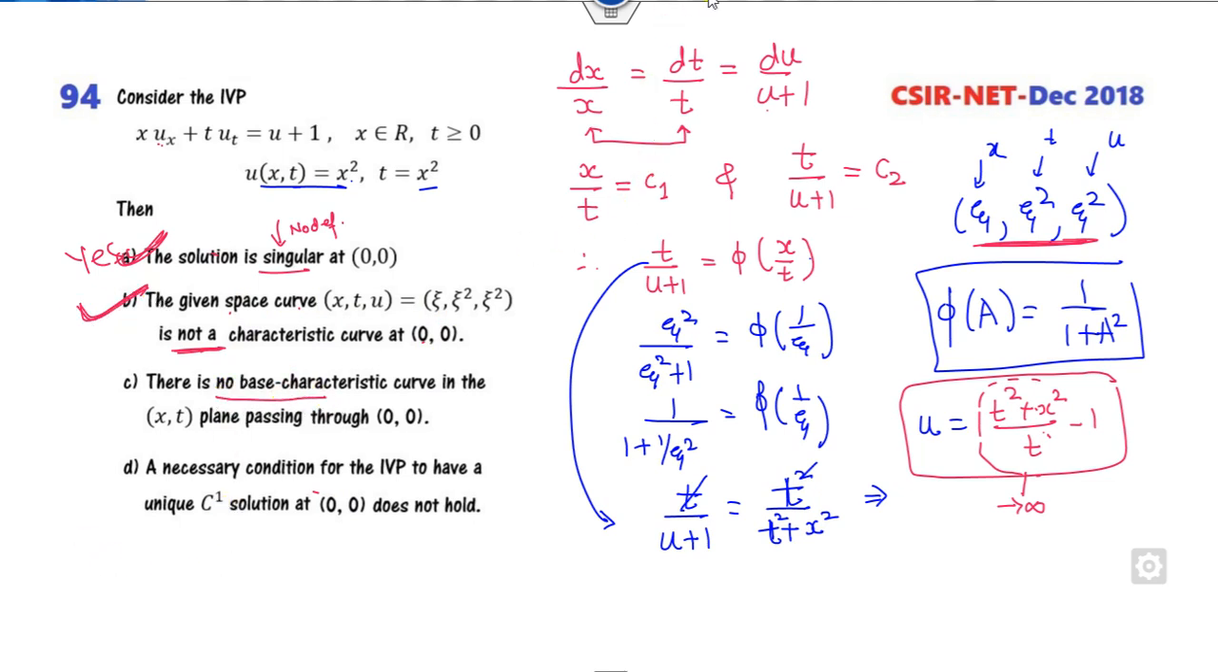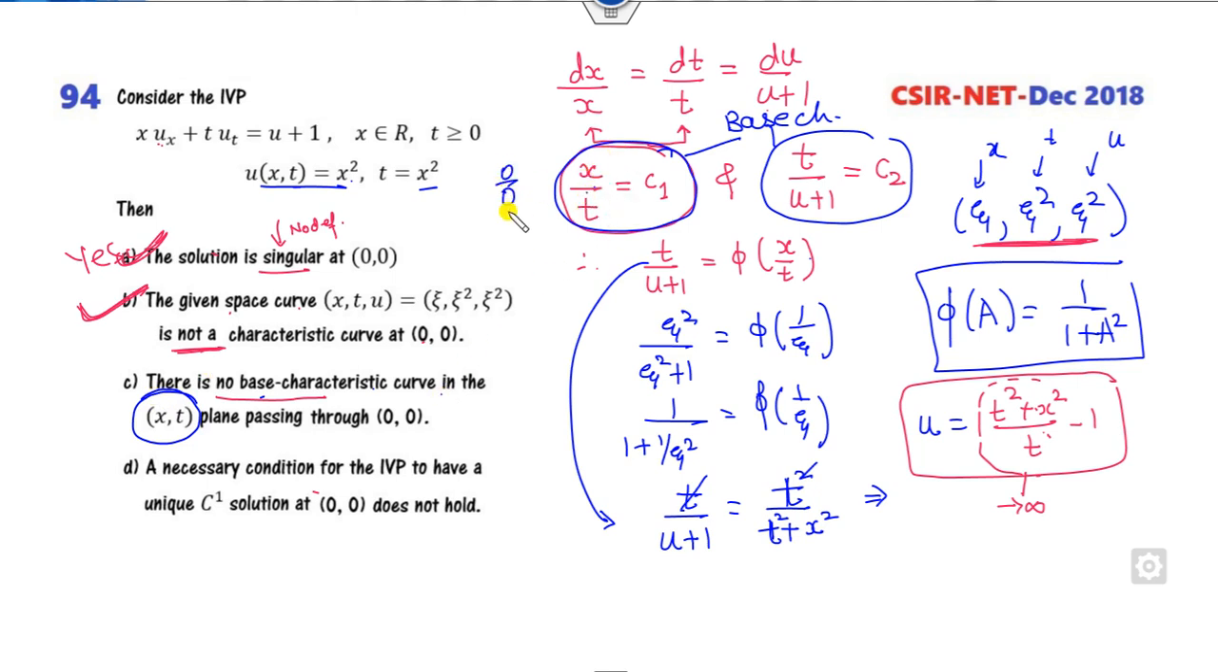What is the base characteristics? These are my base characteristics. These two are my base characteristics. There is no base characteristics in the x t curve, that is x and t here. What is at 0, 0, which is undefined? So it means there is no base curve. That's also satisfied, the necessary condition for the uniqueness.